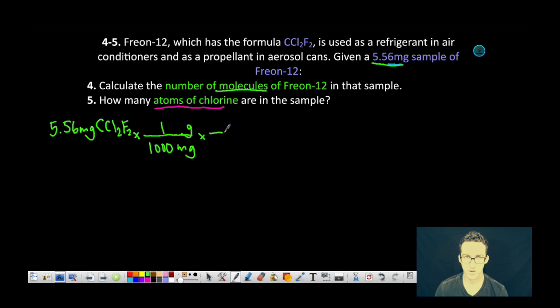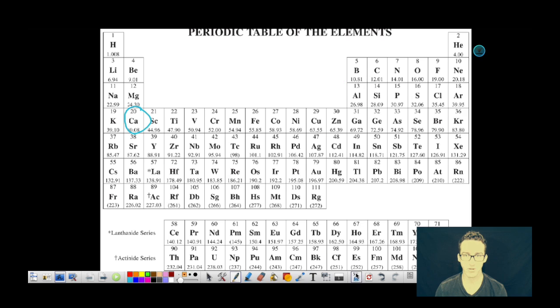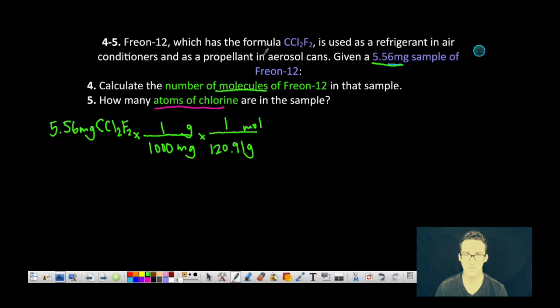From there, we're going to go from grams to moles. 1 mole of CCl2F2 is equal to 120.91 grams. And if you're wondering where we get that 120.91 grams from, we went to the periodic table. We just took 1 carbon, 2 chlorines, and 2 fluorines and added those masses together to get the 120.91 grams.